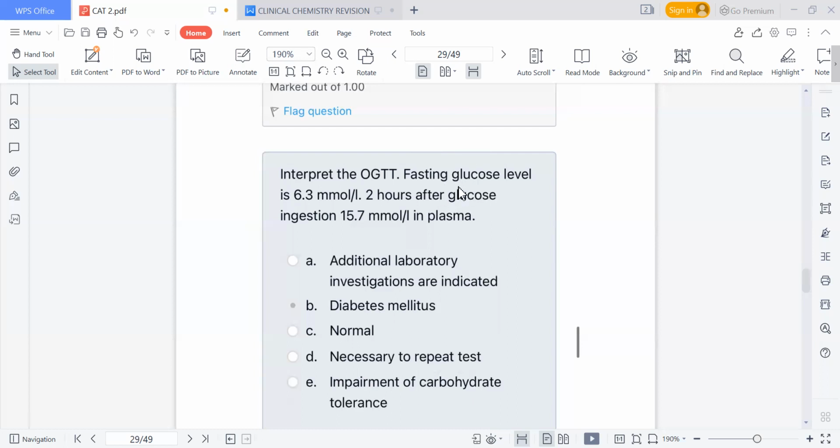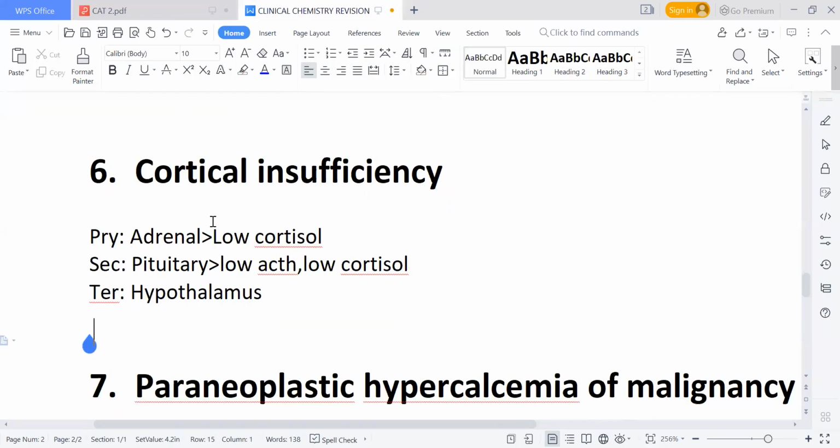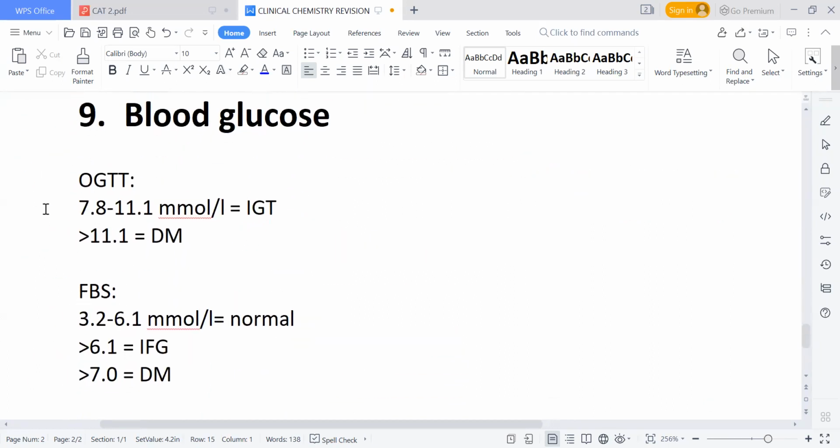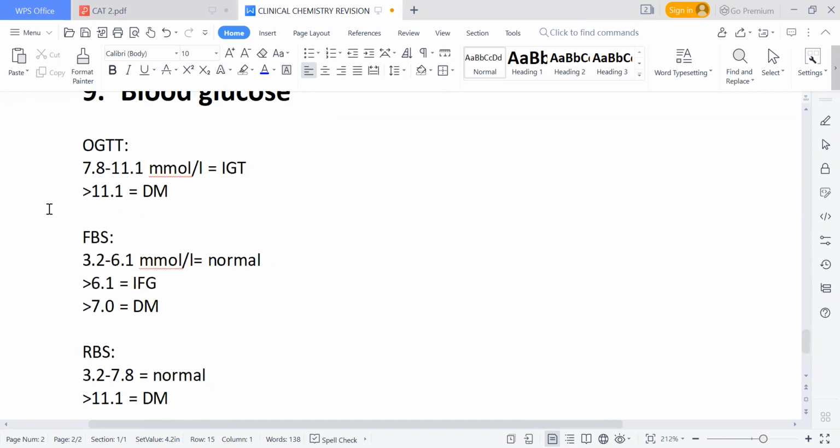Considering that on fasting glucose level, this patient's level points towards impaired glucose tolerance, I'd expect the OGTT test to be somewhere between 7.8 to 11.1 millimoles per liter. For visualization, these are the reference ranges.